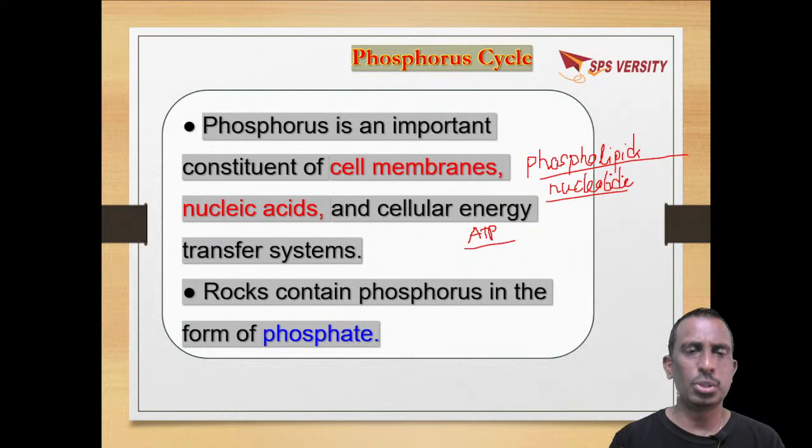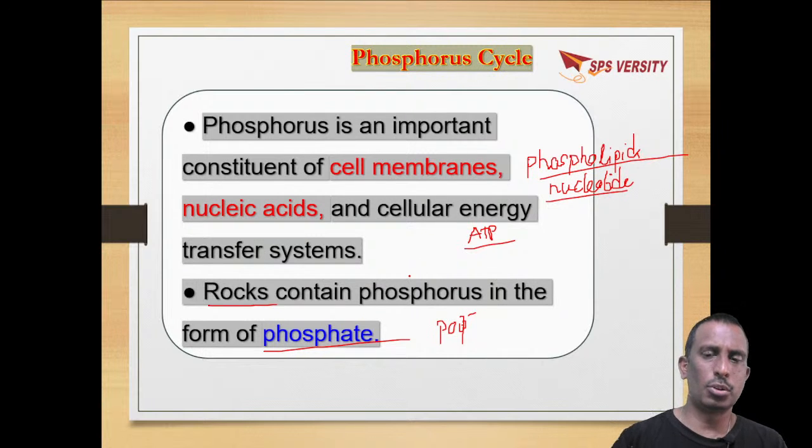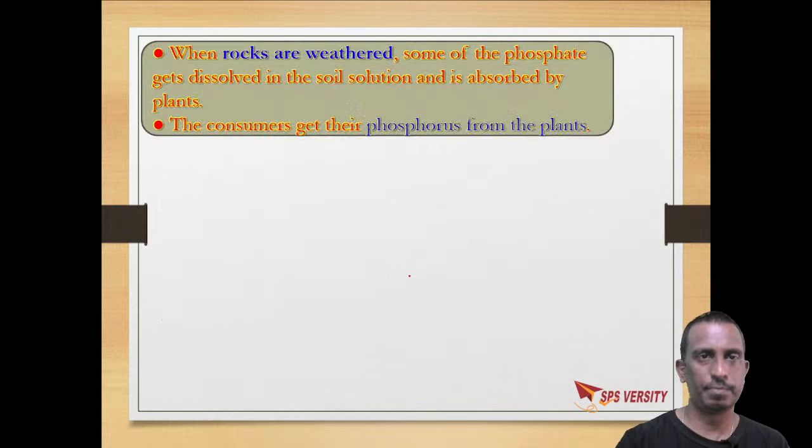So what is the source of this phosphorus? It is rocks. Rocks contain phosphorus in the form of phosphate, PO4 3 minus. Okay, so they have phosphate. And this phosphate plays an important role in our cells: the cell membrane, nucleic acids, and energy, as ATP is made up of phosphate.